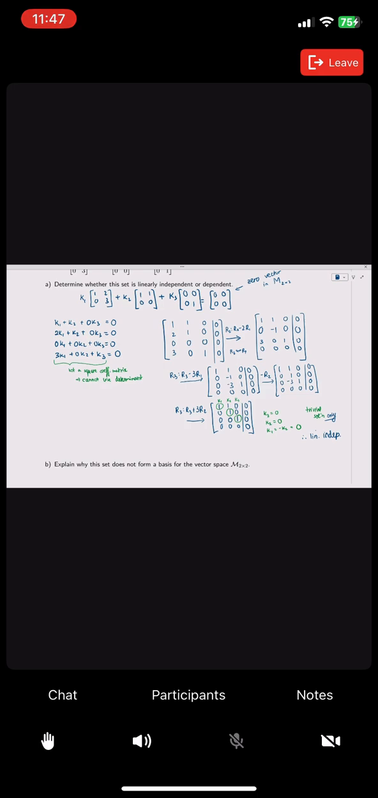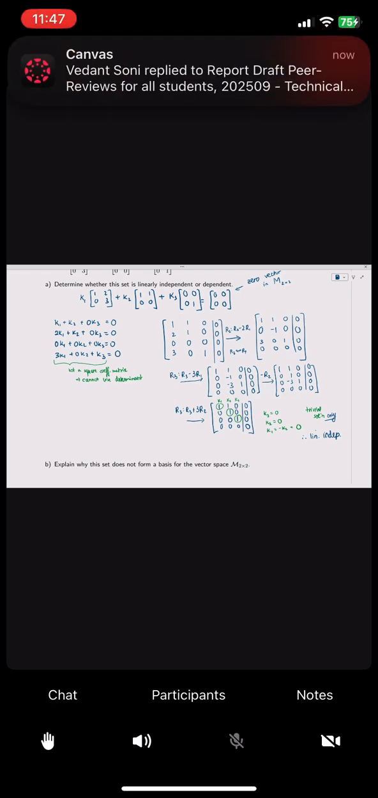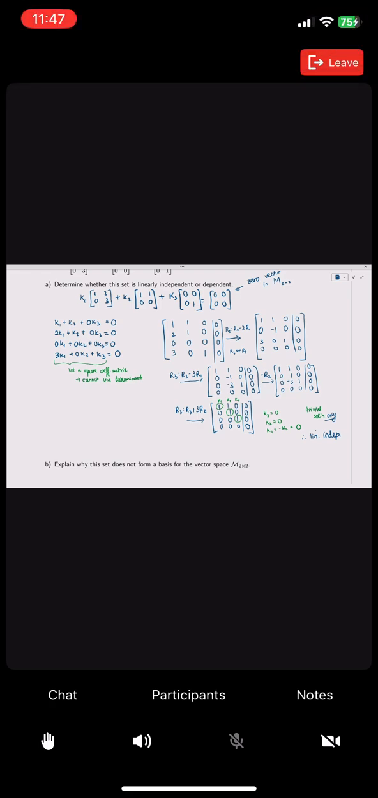Now, the next question says, explain why this set does not form a basis. So it's not that the matrix is 0. The linear combination is equal to a 0 vector, like a 0 matrix. But when you put it in an augmented matrix, those constants, so it's a homogeneous system, those are zeros because of that 0 matrix. But you're looking for whether all k's are zeros.